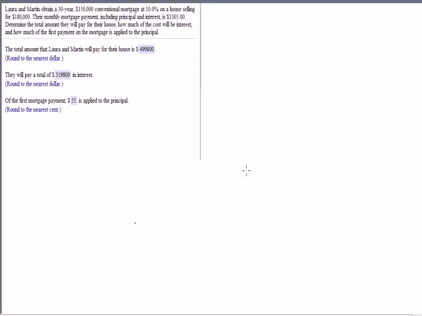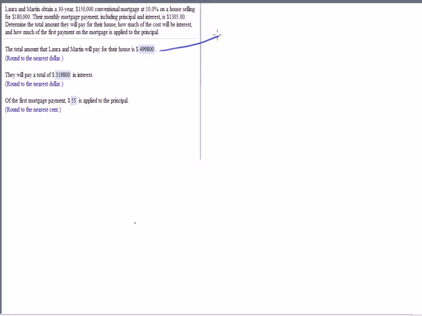In homework 5, number 12, we're given this problem where Laura and Martin obtain a 30-year, $150,000 conventional mortgage at 10% on a house selling for $180,000. Their monthly mortgage payment is told to us to be $1,305, and we're asked a few questions about this. The first question is, how much total will they pay for their house?